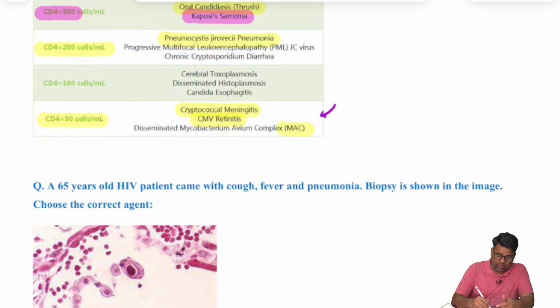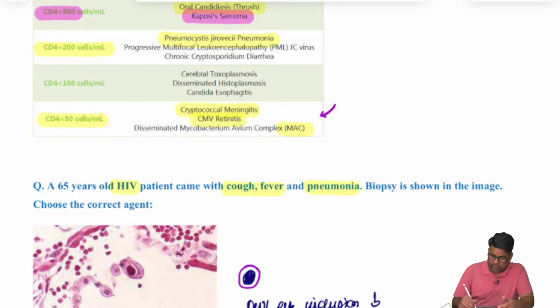There is one more question, where an HIV patient with cough, fever and pneumonia, and then the biopsy is given. What agent could it be? Again, we have already discussed this, and you can mark out the classical owl's eye inclusion body. And the moment you find this kind of picture, you can straightaway jump on to CMV.